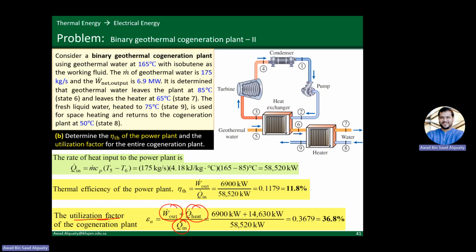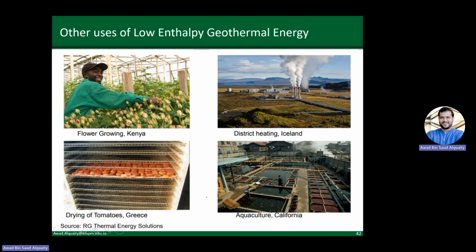But in this way, the utilization factor would be 6,900 plus the heating that we calculated, divided by the same number, 58,520, the heat transfer to the binary cycle. And here the utilization factor comes out to be pretty large. I mean, along expected lines, you're providing power plus heating, and heating is a reasonably large number. So just to say that, wherever economically possible and feasible, it makes sense to make use of geothermal resources for meeting the space heating needs. All right, so these are the two problems.